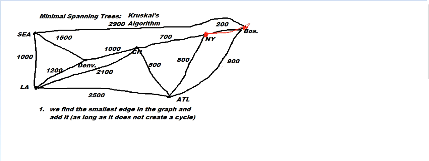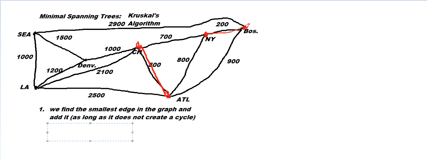Let's look for the next smallest edge. 900, 800, 500, 300. Looks like 700 between Chicago and New York. Ooh, no, we've got 500 from Chicago to ATL. So we add that one, Chicago to ATL. So let's list down: New York to Boston, 200. Chicago to ATL, 500.